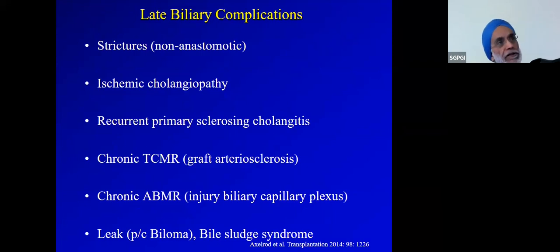Late biliary complications include strictures. They will tend to be non-anastomotic, ischemic cholangiopathy, then recurrence of diseases such as primary sclerosing cholangitis. Chronic rejection, TCMR with graft arteriosclerosis will lead to ischemia. Chronic ABMR with injury to the biliary plexus will also lead to cholangiopathy.